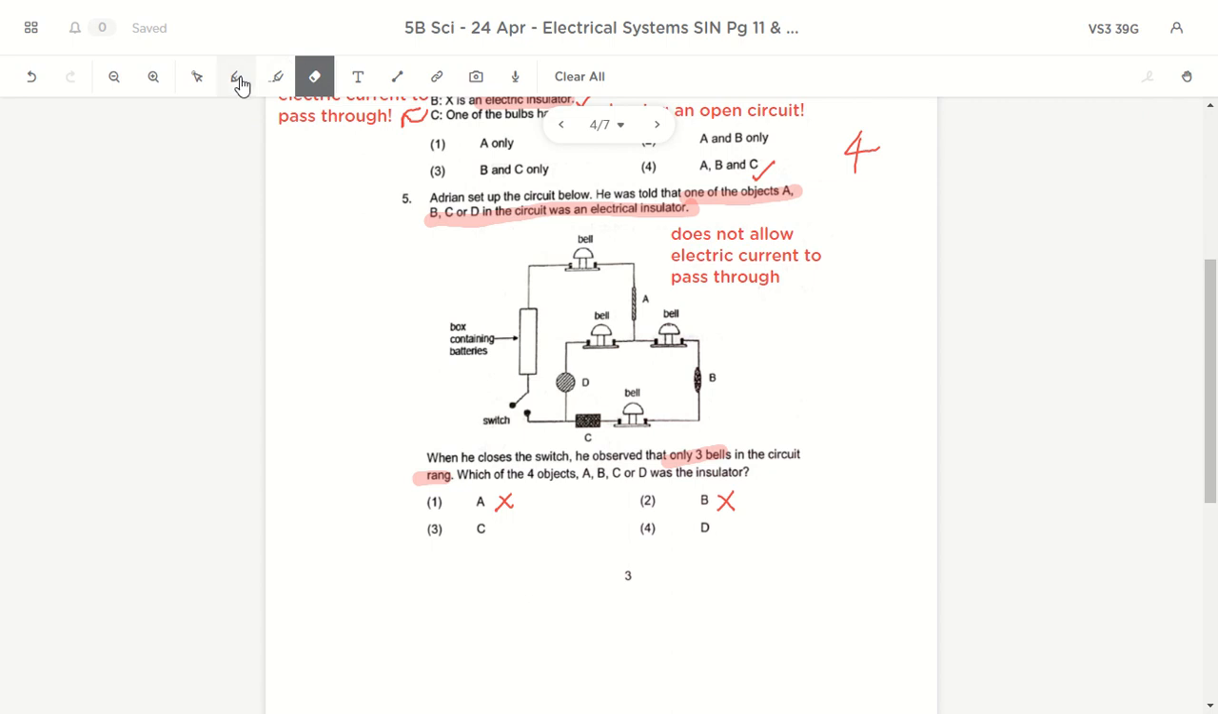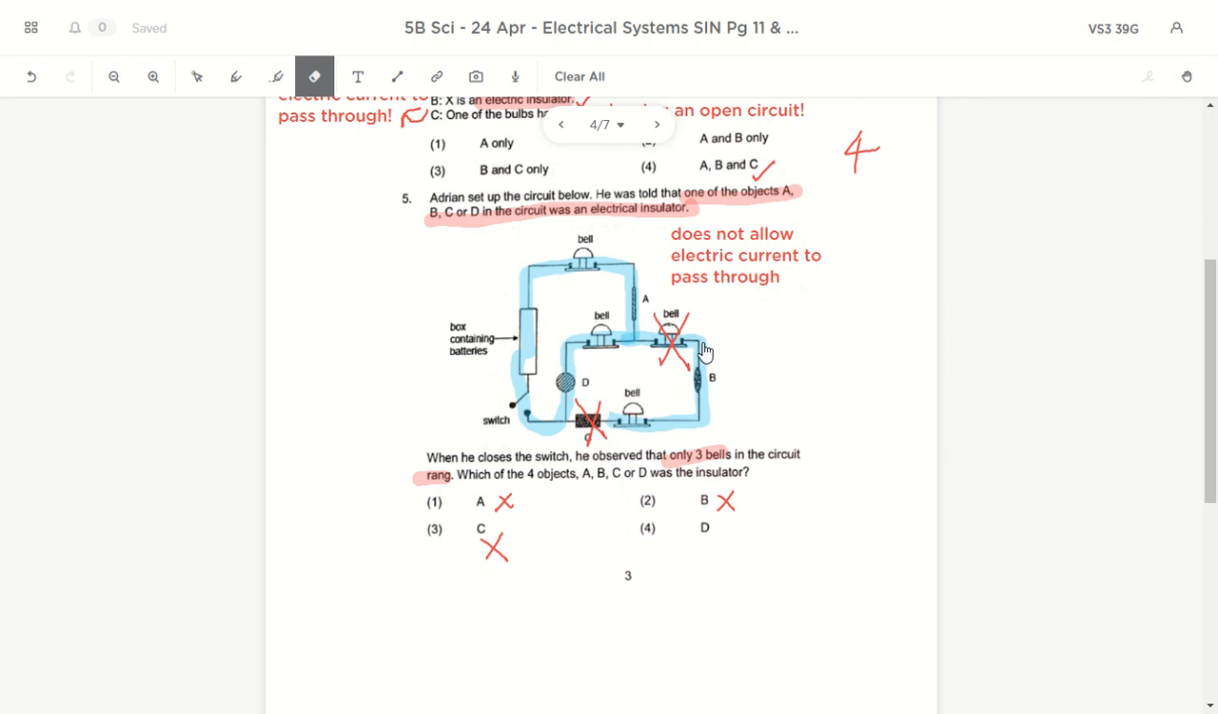Let's erase this away. So we try C. If C is the electrical insulator, let's trace the electric current again. This one is still a complete path. But if I flow over here, it looks okay, but you realize I get stuck. It's not a complete path. So everything from here onwards will not work, but this complete loop will still work. So if C was the electrical insulator, only this bell and this bell work because they form a complete loop, a complete circuit, a closed circuit, while for the rest there's a gap. So again, C cannot be it, because if C was the insulator, only 2 bells will work.